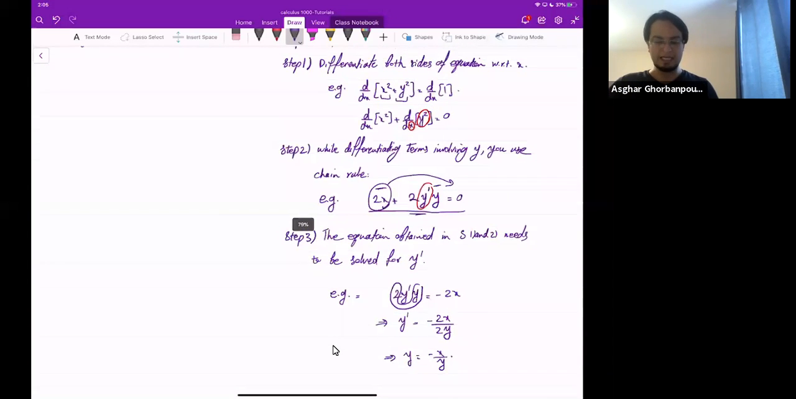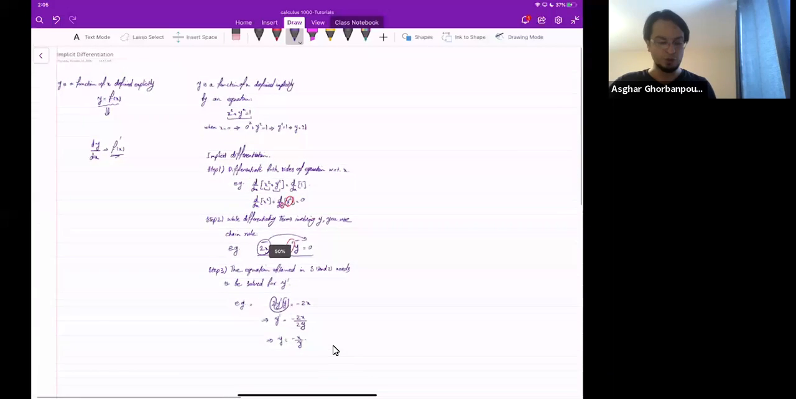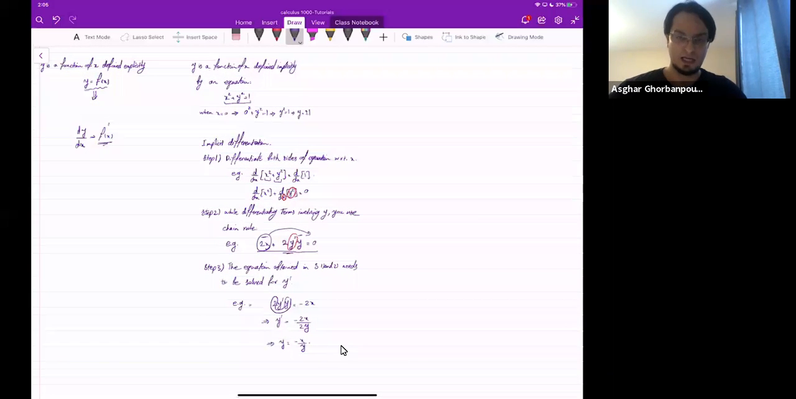And these are the steps you need to do for implicit differentiation. First, differentiate both sides of the equation with respect to x. While you're differentiating terms with y, you have to know that you're applying the chain rule, and then solve that equation for y prime.